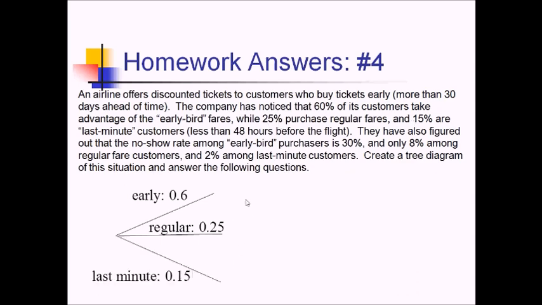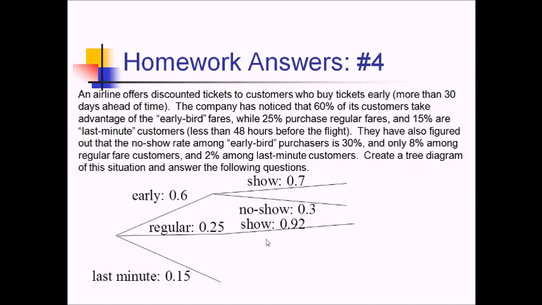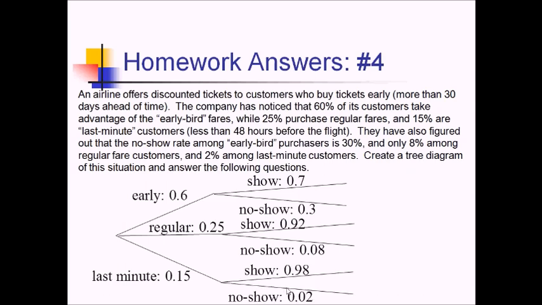Now, after you've purchased one of these types of tickets, they have information about who shows up and who doesn't. So we have a 30% no-show rate for the early birders. That means that 0.7 of them are actually going to show up, and again, 0.3 don't show up. For the regular fare, they said that the no-show rate was 8%. So that means 0.92 of them show up and 0.08 don't. And then for last minute, it was 2% for no-shows, so 0.98 show up and 0.02 don't.